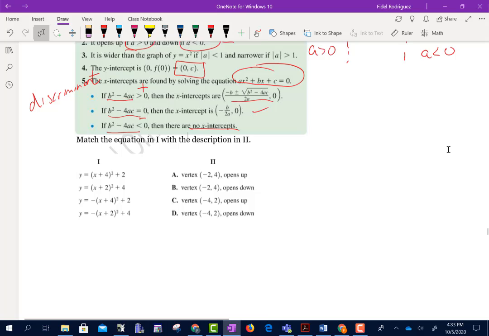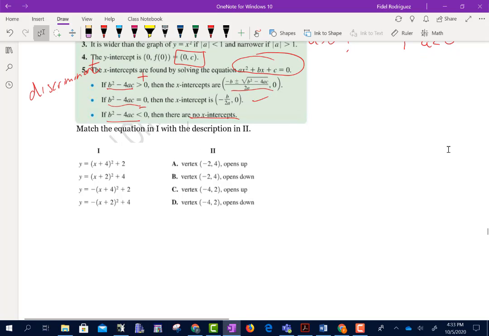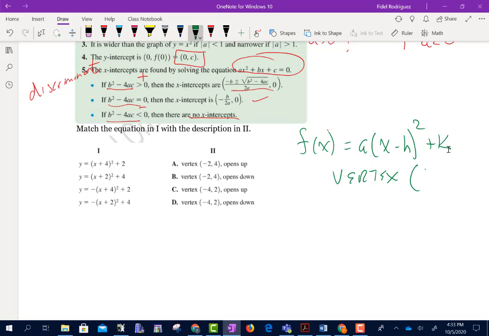Okay, so the first problem here says match the equation in 1 with the description in 2. All right, so just so that we know what it is we're looking at, f of x equals a times the quantity x minus h squared plus k, where my vertex is the point (h, k). Okay, I want you to notice something here. See how we have a minus here? Here we just have a plus. This is a plus k, this is also a plus k.